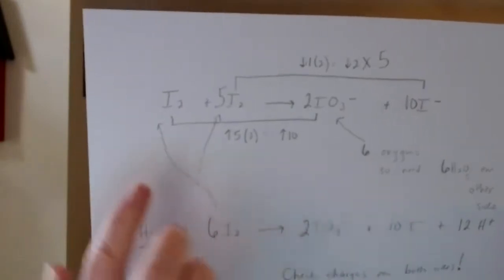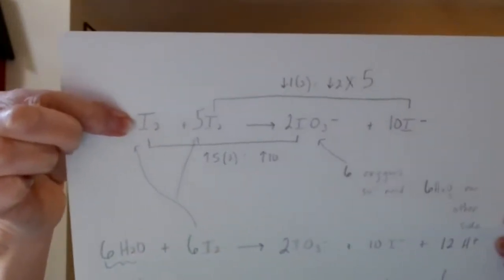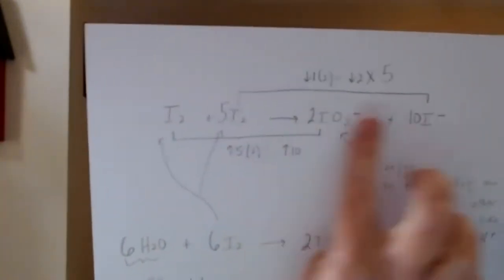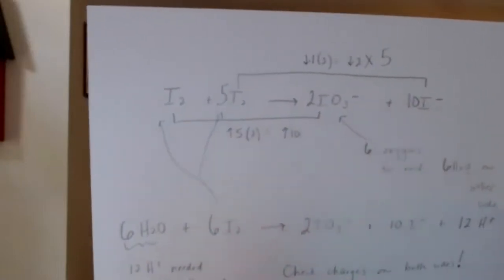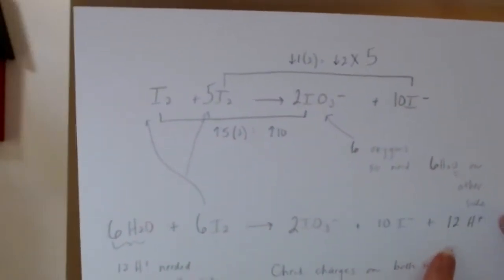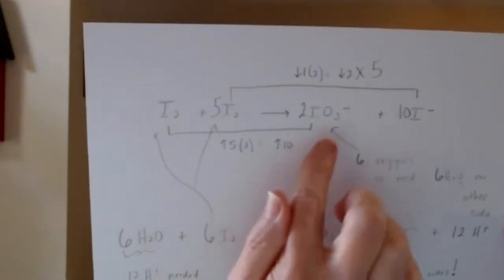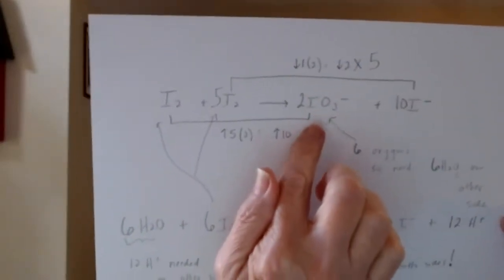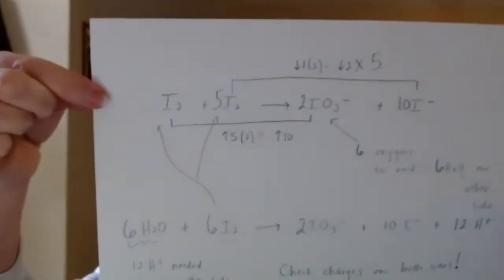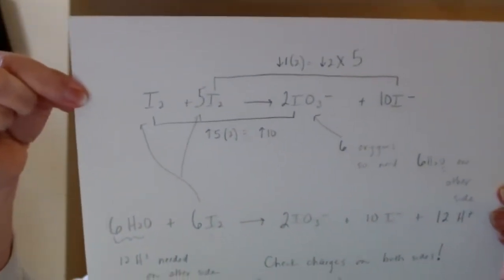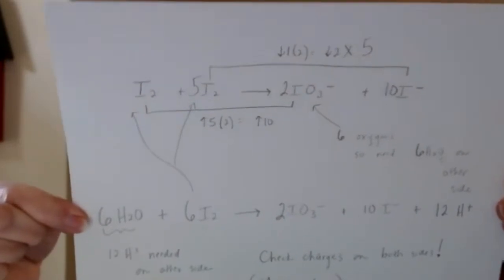Now my charges are neutral here, but negative 12 here. So that's going to tell me I'm going to need 12 H pluses. Or if you don't want to do it the charge way, however many oxygens you have here is how many waters you're going to have here. So I've got it right here.